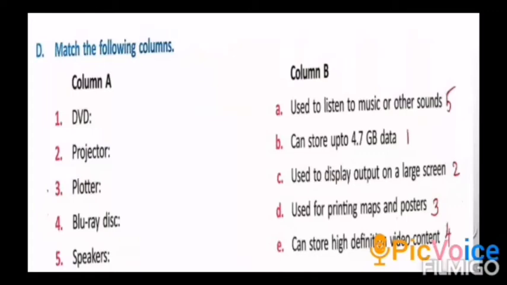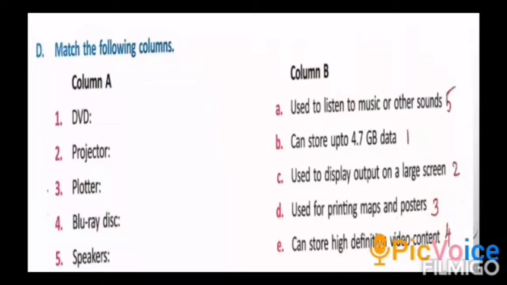First one, DVD. The answer is can store up to 4.7 GB. Second one, projector. Answer is used to display output on a large screen. Third one, plotter. Answer is used for printing maps and posters.